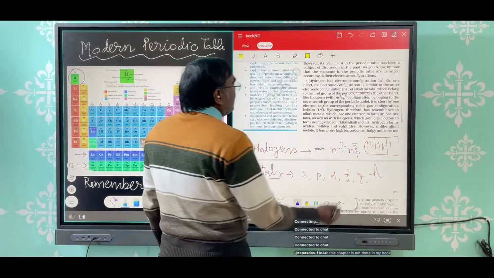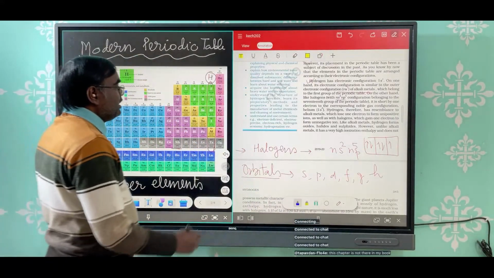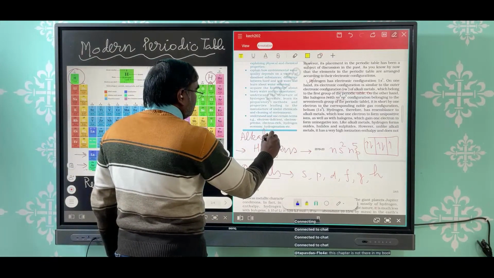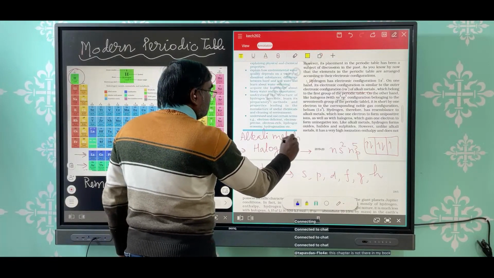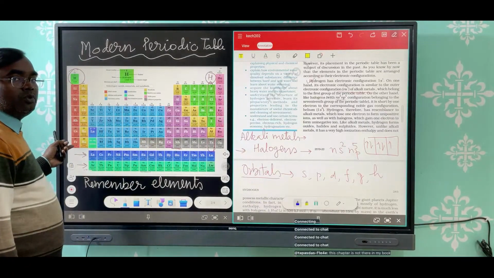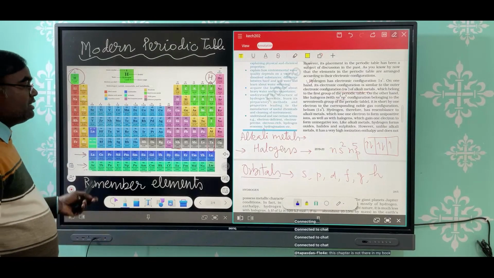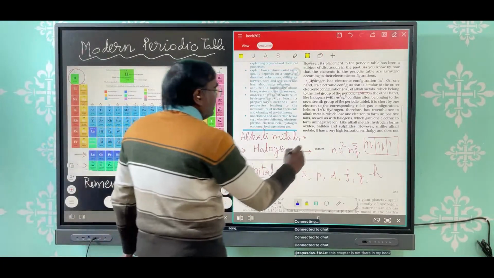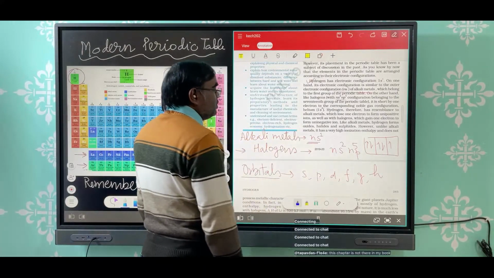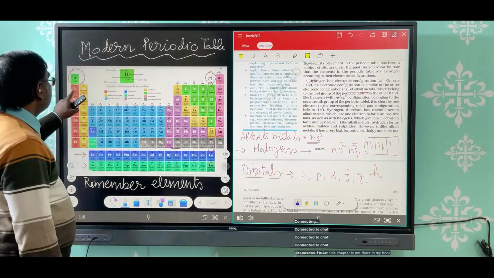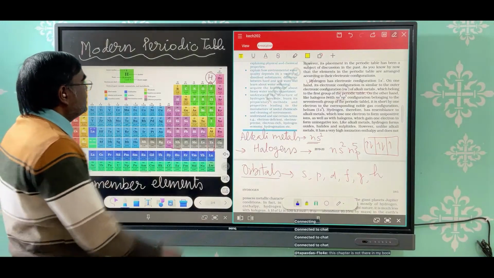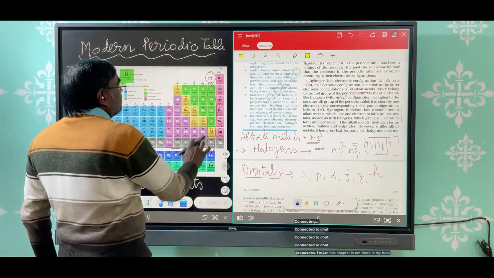And again, alkali metals, starting from hydrogen, lithium, sodium, potassium, rubidium, cesium, francium, all have the ns1 type of electronic configuration. The first and second groups are the s block, right? And these are the p block.